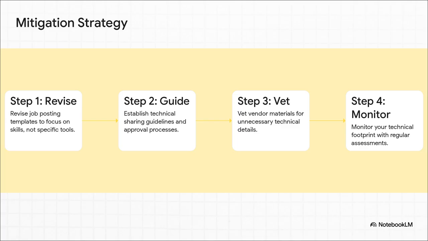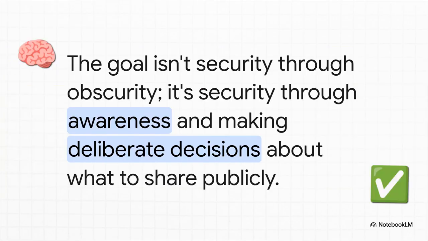Second, set up some simple sharing guidelines. Have a quick approval process for technical talks or blog posts, just so a second pair of eyes can check for anything sensitive. Third, vet your vendor materials. Your partners love to publish case studies about you, which is great, but make sure they aren't oversharing technical details. And finally, you gotta make this an ongoing habit. Use those test prompts every quarter to monitor your public footprint and see if anything new and sensitive has popped up.